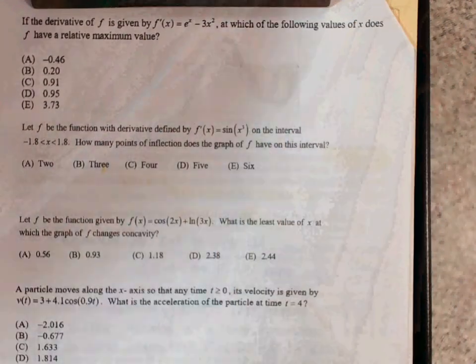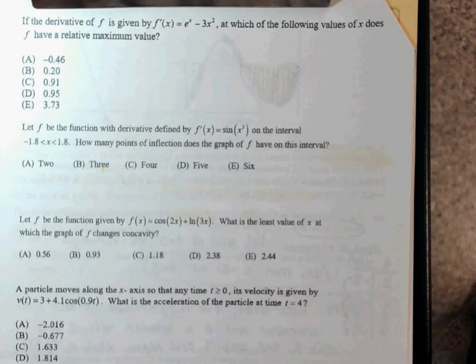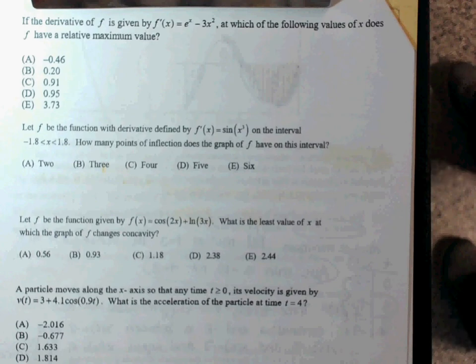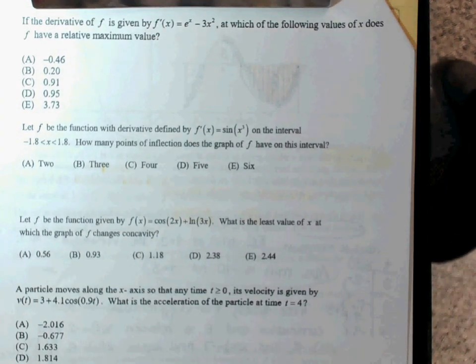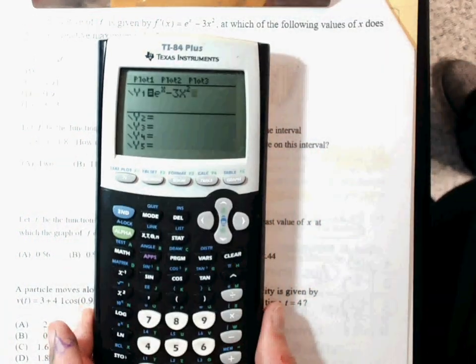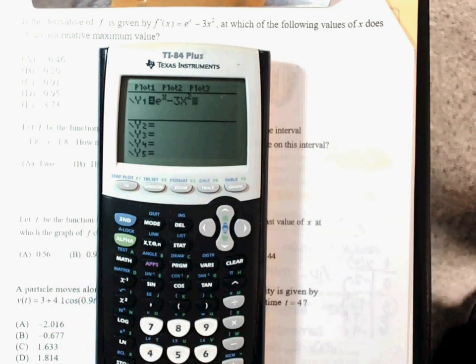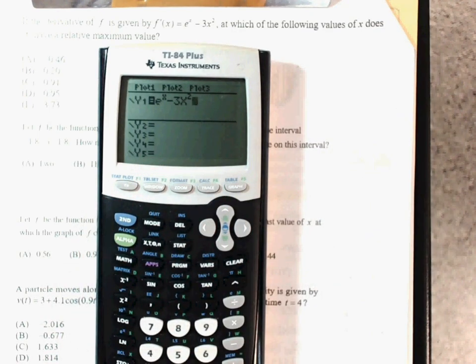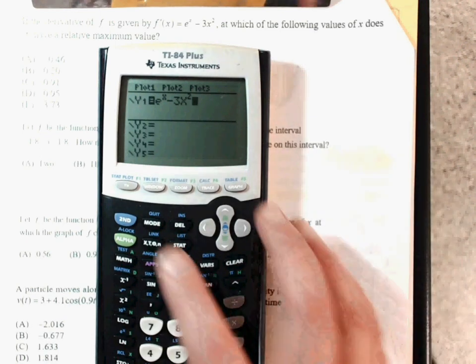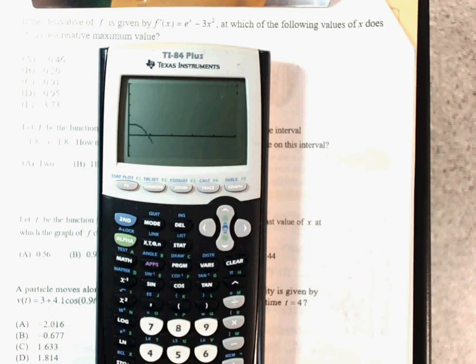Okay, you have f prime of x here. It says, where does it have a relative max? So go ahead and type that in. Okay, notice they already gave you f prime, so you don't even actually have to take the derivative yourself. They're already giving you the derivative right off the bat. And then you're looking for a relative maximum.